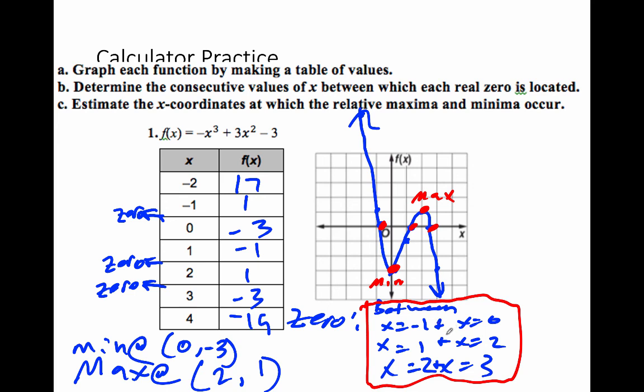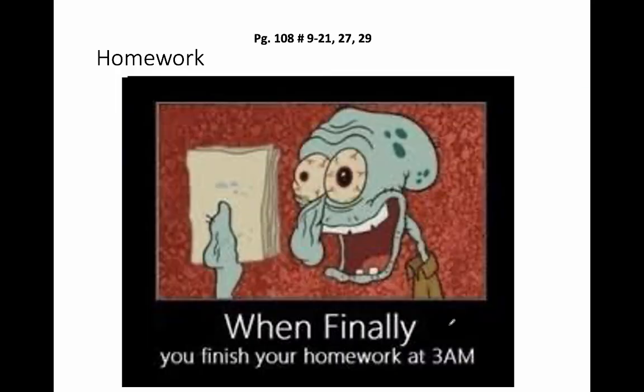Okay? That's it. I know that's a bunch, but it's a little calculator work, and you're making a table, and everything's going to be A-okay. Here's your homework, page 108, and we'll find that important stuff, and you'll sketch some graphs.